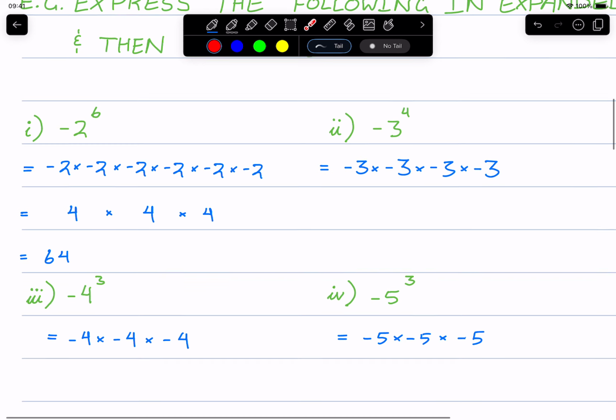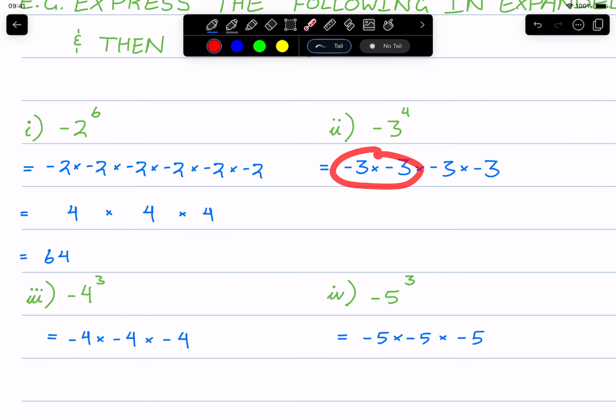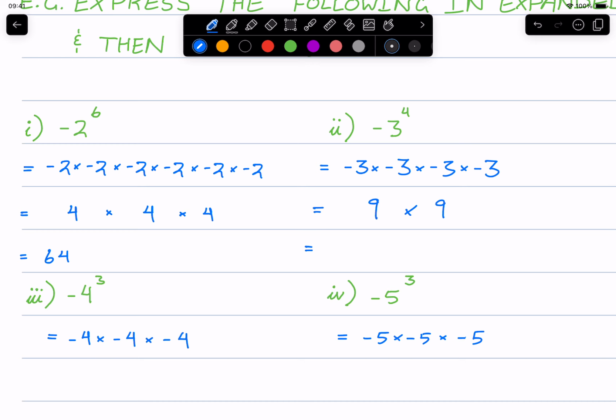So I'll demonstrate this now as we go through these answers. Negative 3 times negative 3, that will give us positive 9. That multiplication stays where it is. And now this pair will multiply. Negative 3 times negative 3. That will also give us positive 9. And that will give us 81.